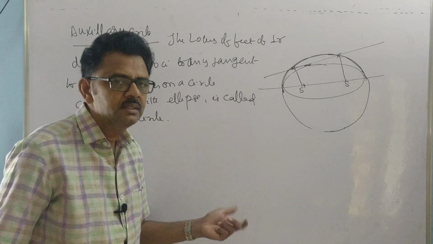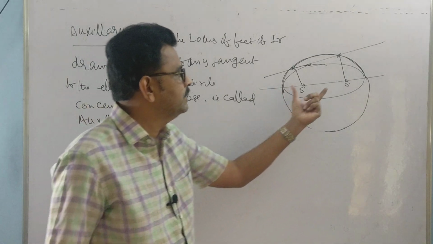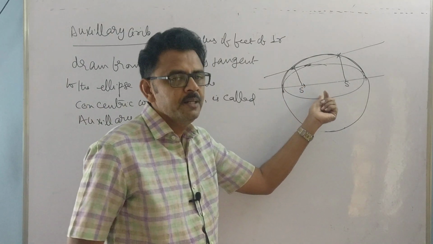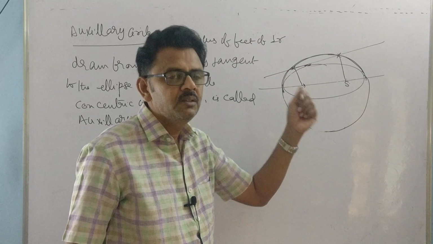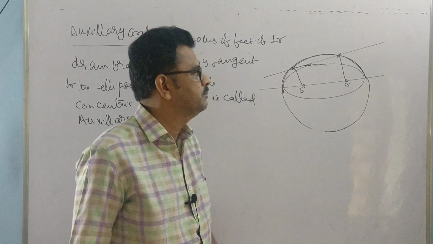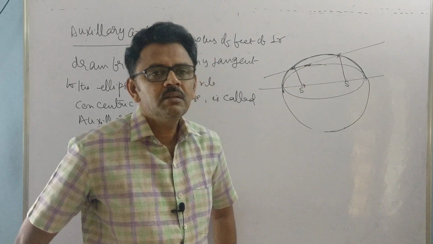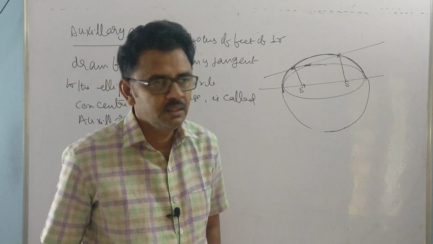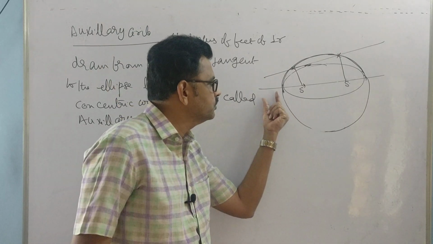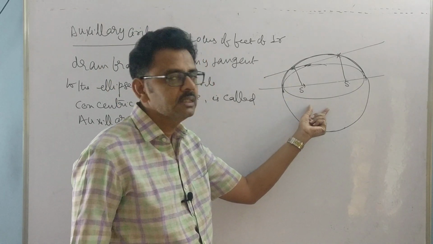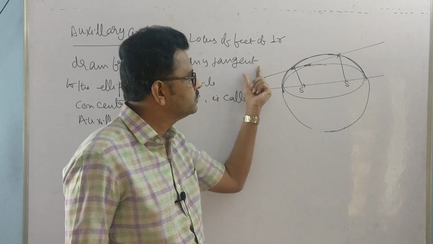Another definition is there: the circle with the major axis as diameter. The circle with the major axis of an ellipse as diameter is called the auxiliary circle. But this definition is more powerful than that, because while solving problems we can use this definition.